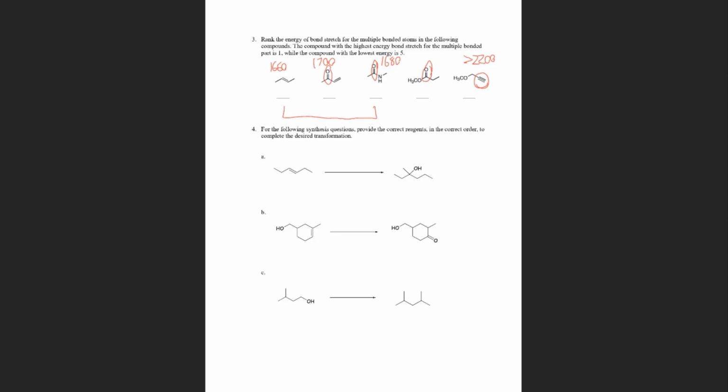But an ester is, I guess, the one exception that y'all have learned so far that is higher. So this is around 1745, which is the exact one for this molecule. So it actually goes up from 1720.